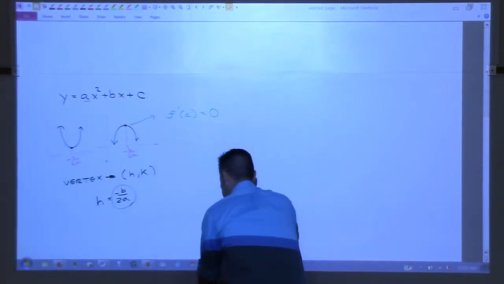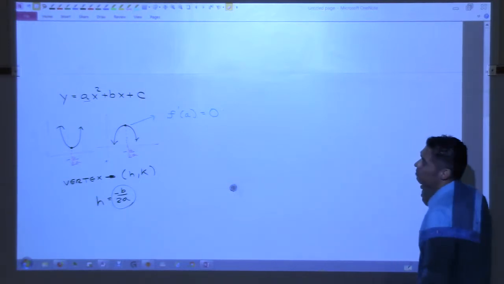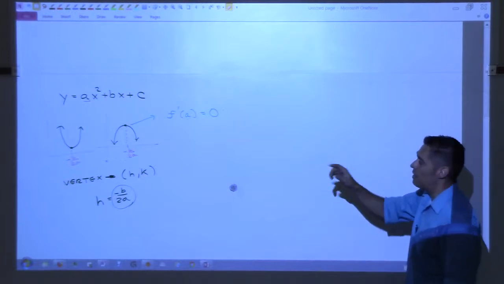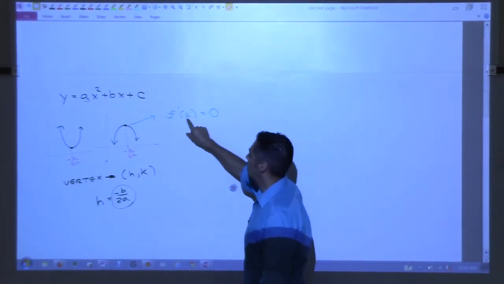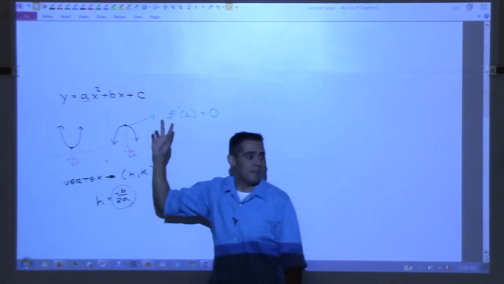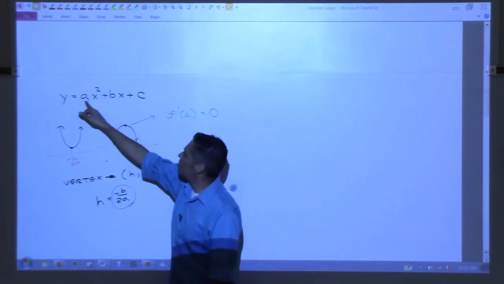So here's what I'm going to do. I'm going to find the slope of the tangent line. I'm going to calculate f prime of a. Now we have a problem, because see this a? It's going to conflict with this a because they don't mean the same thing in this problem. Do you understand that? Because this is just the coefficient.